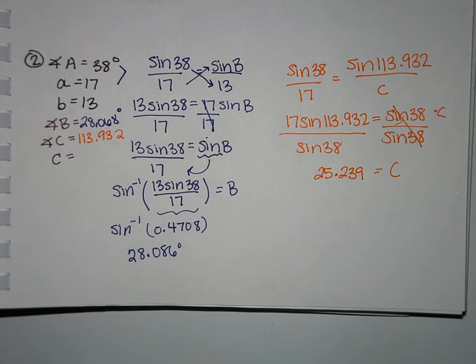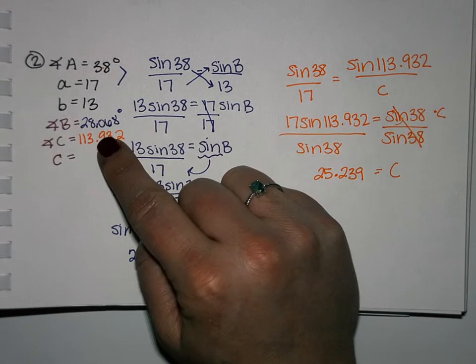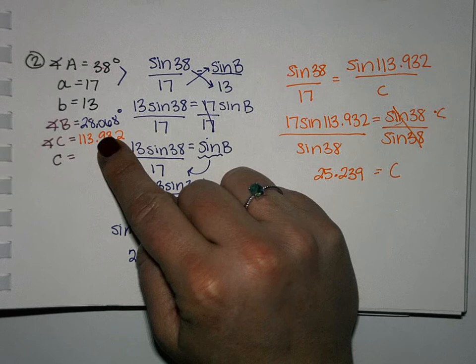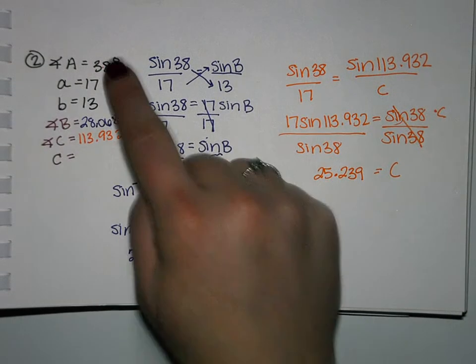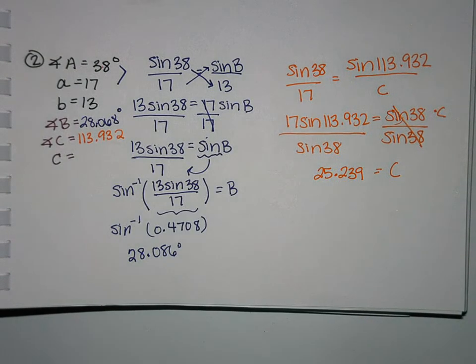Reem? No, because we don't have right triangles here. So if we knew we had a right triangle, so let's say we found B and C and one of them was 90, then yeah, we could. But right now, none of our angles are 90 degrees. Now we're done with that one.